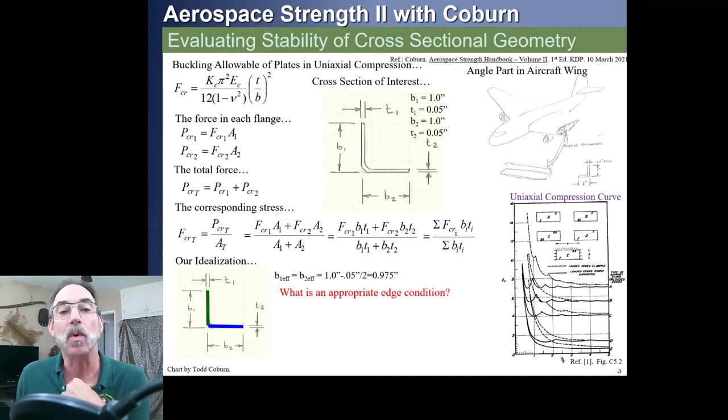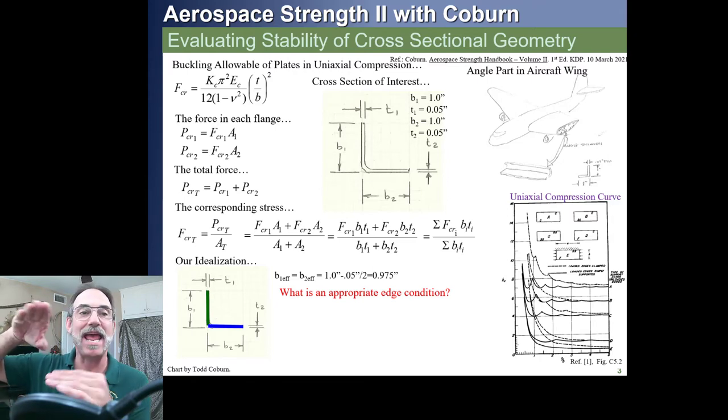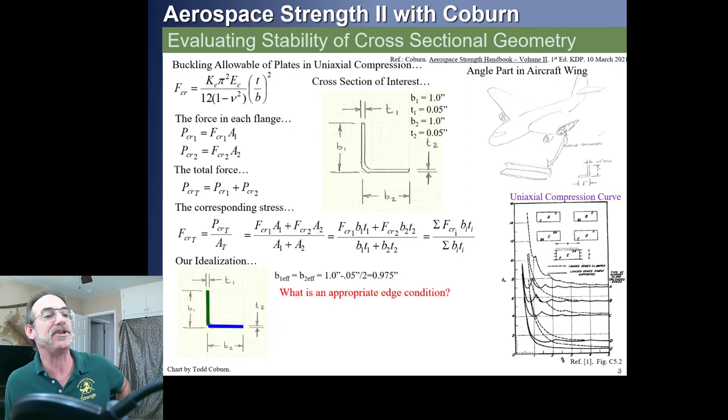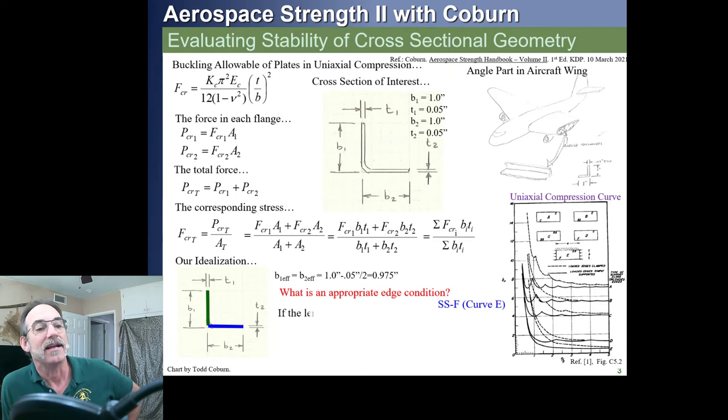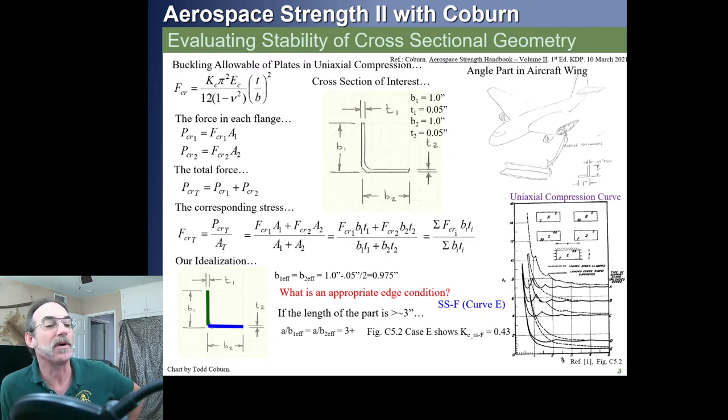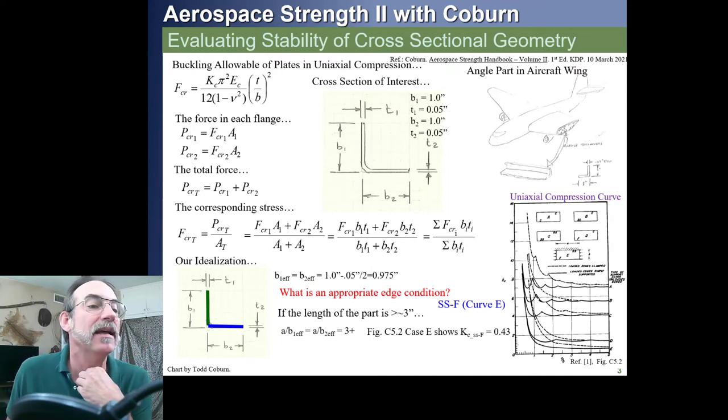In this particular case, what we have is a panel. We can pretend that at each end of the flanges it's simply supported, and along the fold of the member, it's simply supported. That gives us three edges simply supported with one free edge. That's case E that we see here in this figure. That value is about 0.43. Our buckling coefficient is 0.43 if the length is about 3-ish inches or greater. Actually, it's not much different than that if it's even shorter.